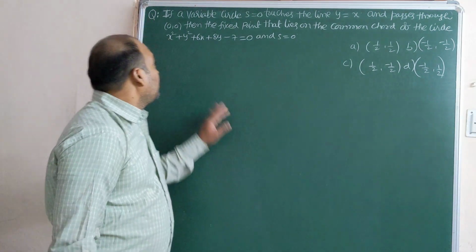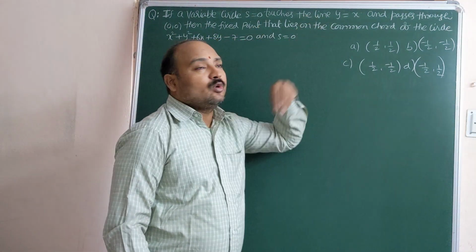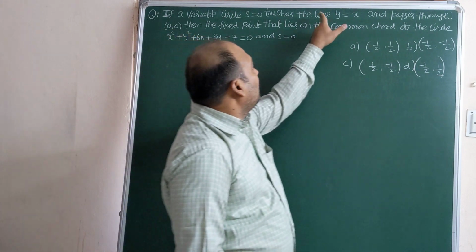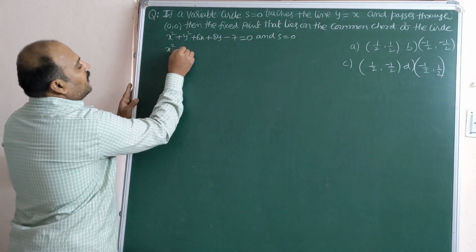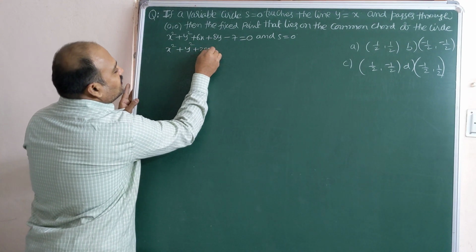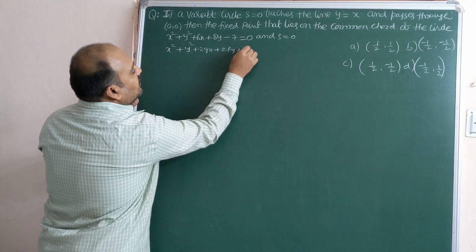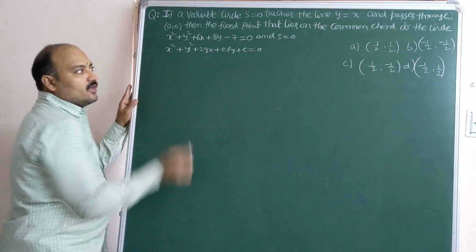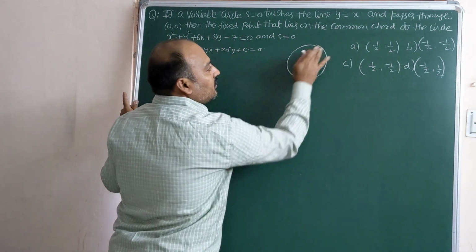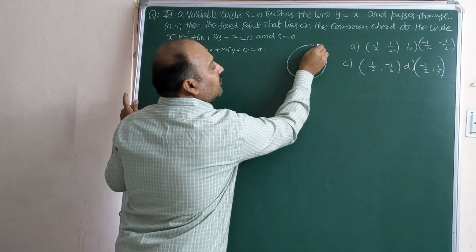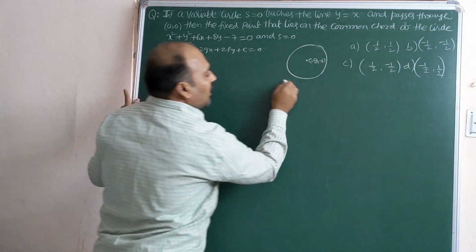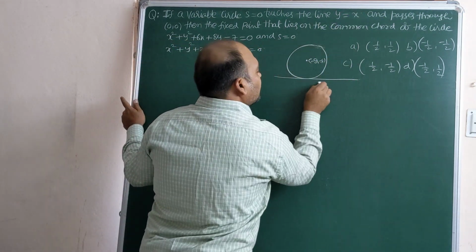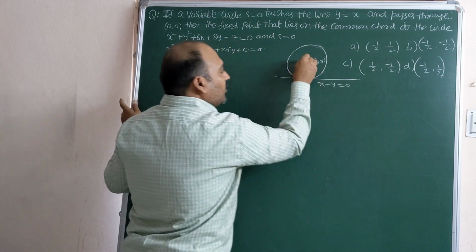Yeah, the next question. If a variable circle s equal to 0, means general equation of circle, touching the line y is equal to x. So the general equation of circle is what? x square plus y square plus 2gx plus 2fy plus c equal to 0, dear students. This is the circle equation. Center is what? Minus g, minus f only, no? Touching the line y is equal to x, that means x minus y equal to 0.